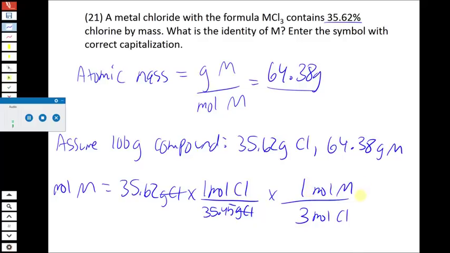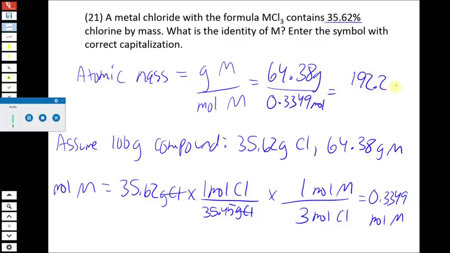Okay? So we end up with 0.3349 moles of our metal. That's the number that we're going to put up here then in the denominator of our molar mass calculation. 0.3349. And that number comes out to 192.2 grams per mole.